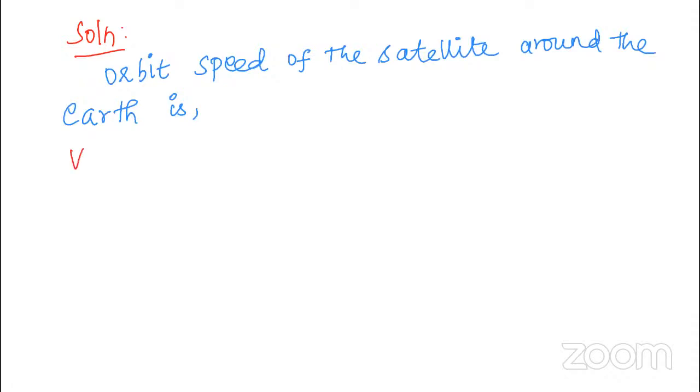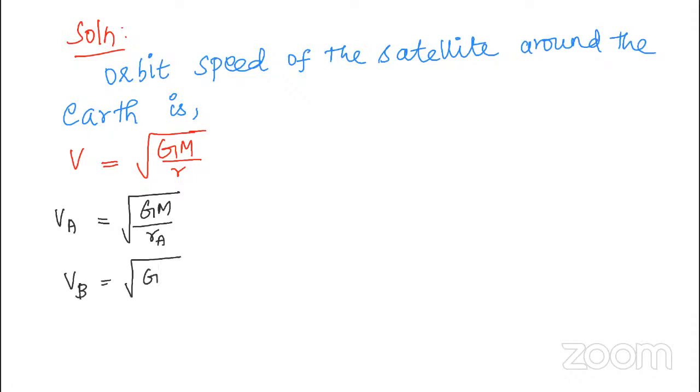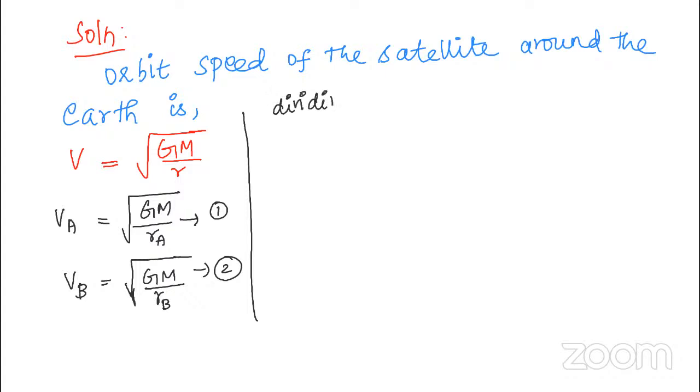We have one famous relation, that is V is equal to square root of GM by R. From this we write it for the two satellites: V_A is square root of GM by R_A, and V_B is equal to square root of GM by R_B. Dividing these two equations, we get V_B divided by V_A is equal to square root of R_A by R_B.